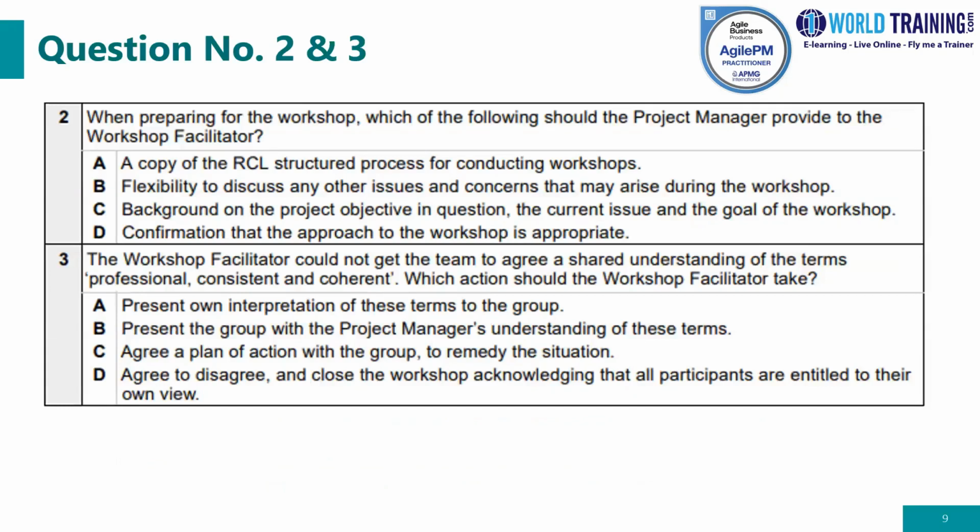Question number 2. When preparing for the workshop, which of the following should the PM provide to the workshop facilitator? The answer is C. A factor found to greatly improve the success of a facilitated workshop is the thorough preparation by the workshop facilitator and participants before the workshop starts. Question number 3. The workshop facilitator could not get the team to agree a shared understanding of the terms professional, consistent, and coherent. Which action should the workshop facilitator take?